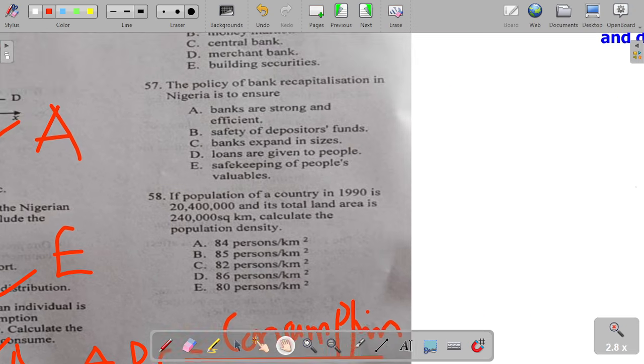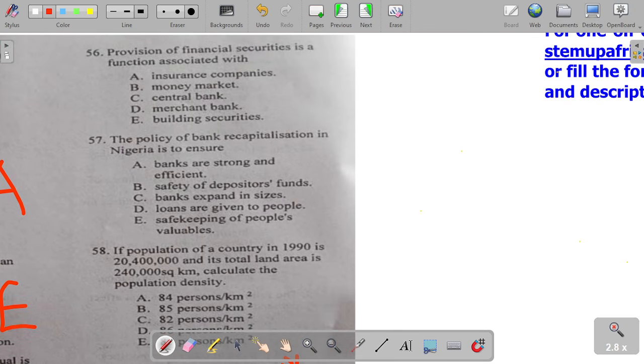I go to 56. The provision of financial security is a function associated with what? Insurance company? No, they don't provide you with that. Money market, most likely. Central bank? No. The answer is money market. 56 is B.